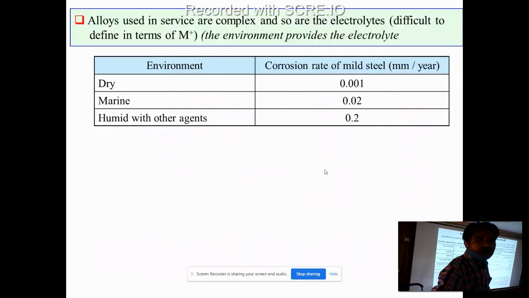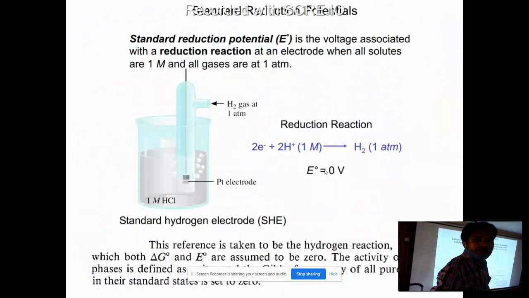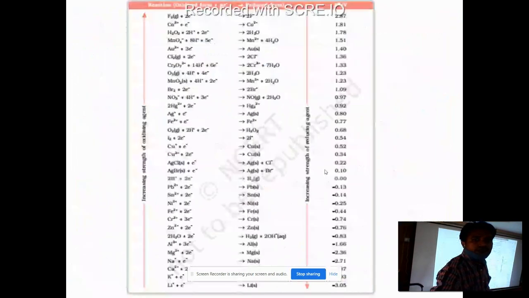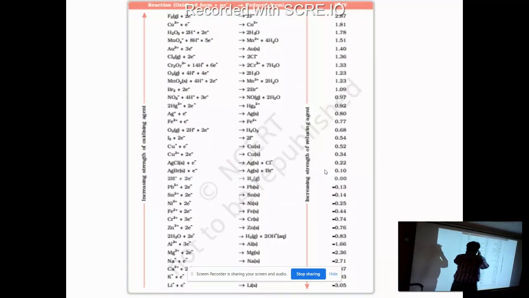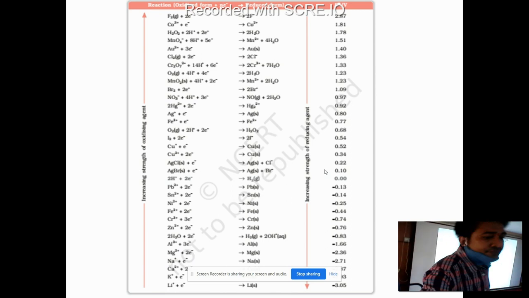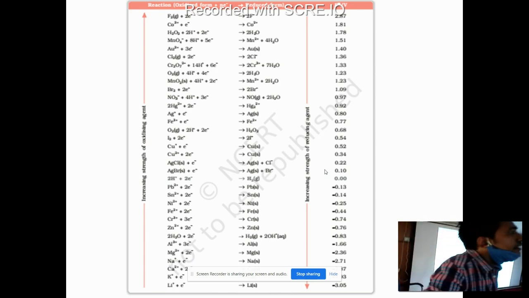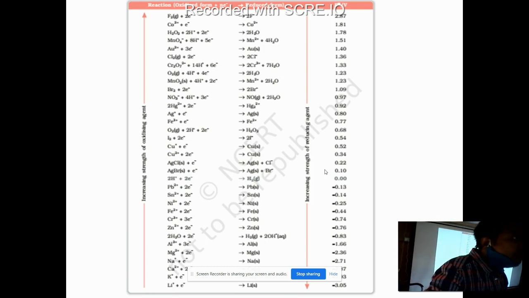Now, the next question is, if you go back to the electrochemical series which I have given, maybe it is at the end. Yeah, if you look at these values, F2 plus 2 electrons gives 2F minus, has a value of 2.87. Actually, if you go back to your thermodynamics, maybe you know pretty well. Can we find out the absolute enthalpies, absolute entropies? We cannot find out absolute values. You will always find the relative values.